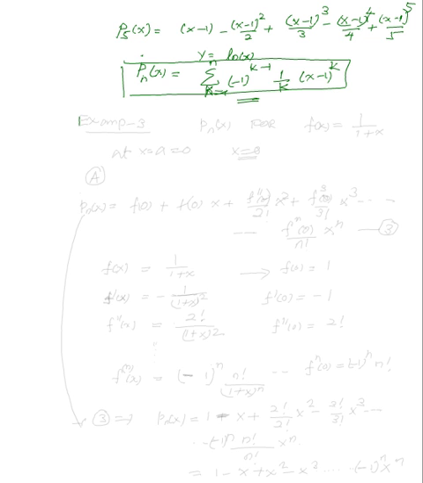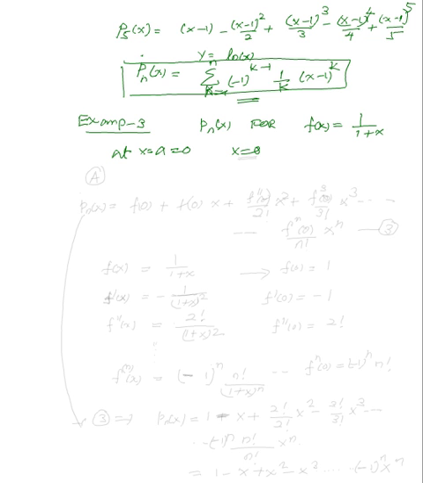Finally, let us look at another example. I am calling that example 3. Now let's go for the general term. So we are looking for Pn of x for f of x equals 1 over 1 plus x at a equals 0. In other words, a is 0 here.